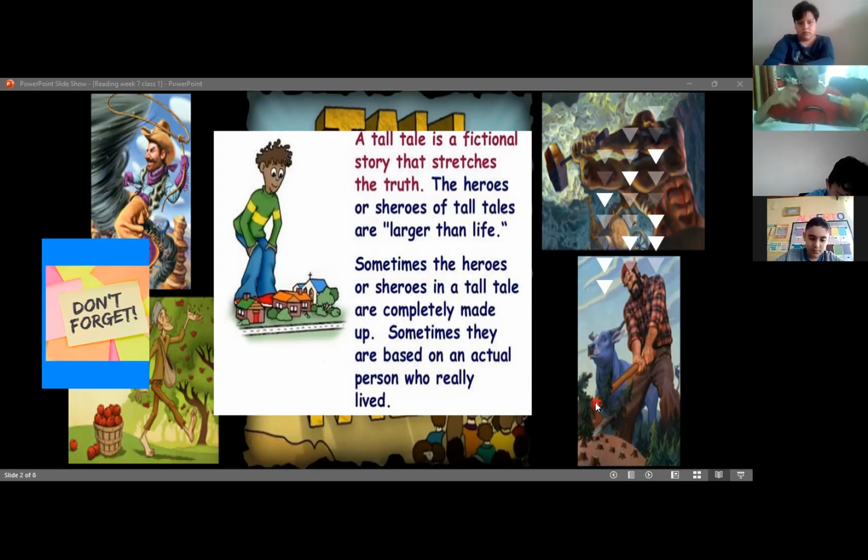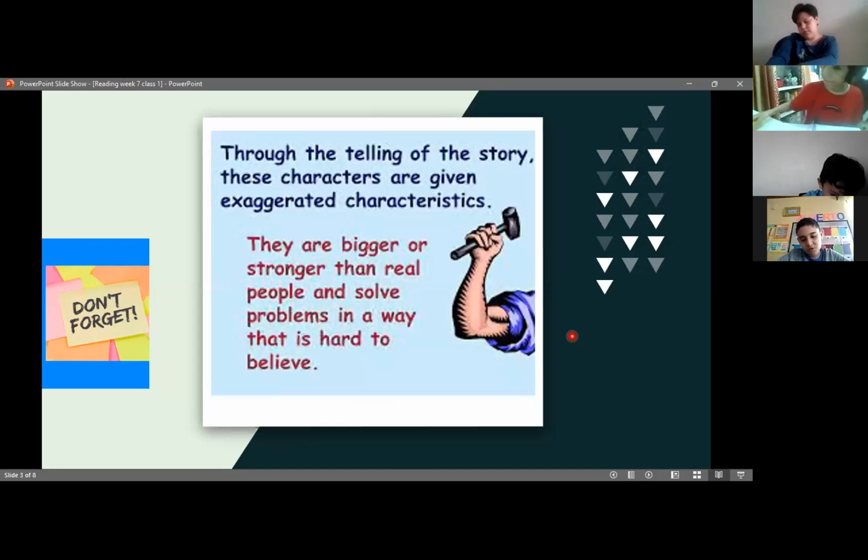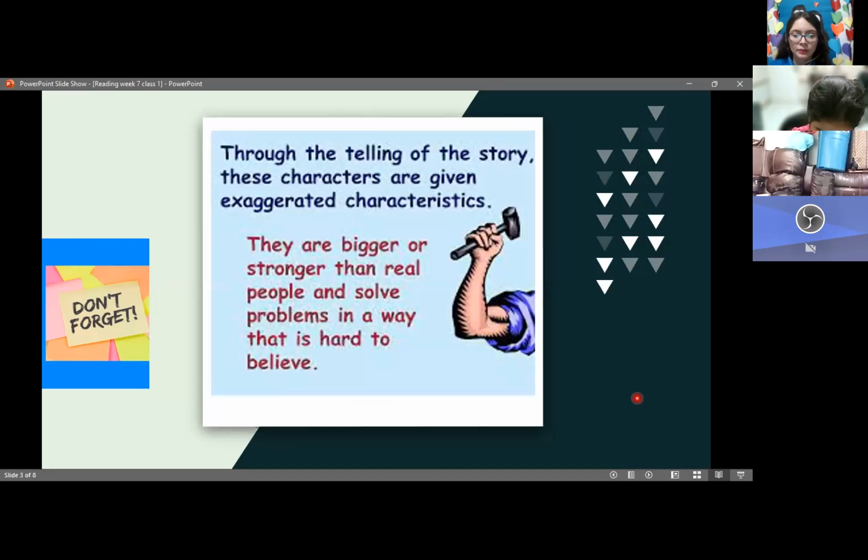They are some of the titles that you were assigned last week to read. Like this Paul Bunyan, you read about Johnny Appleseed. We have some examples of Johnny Cole. So all these stories we're going to be talking about next class. Now, also don't forget, you don't have to copy right now.